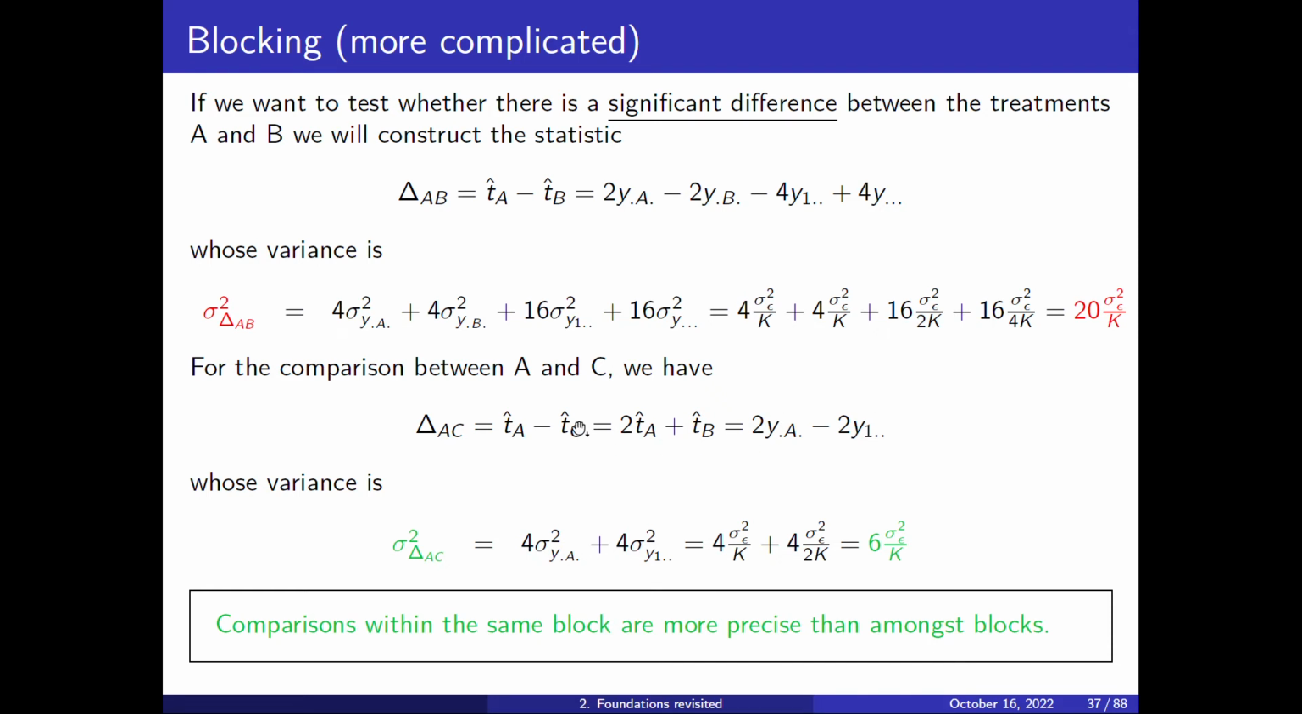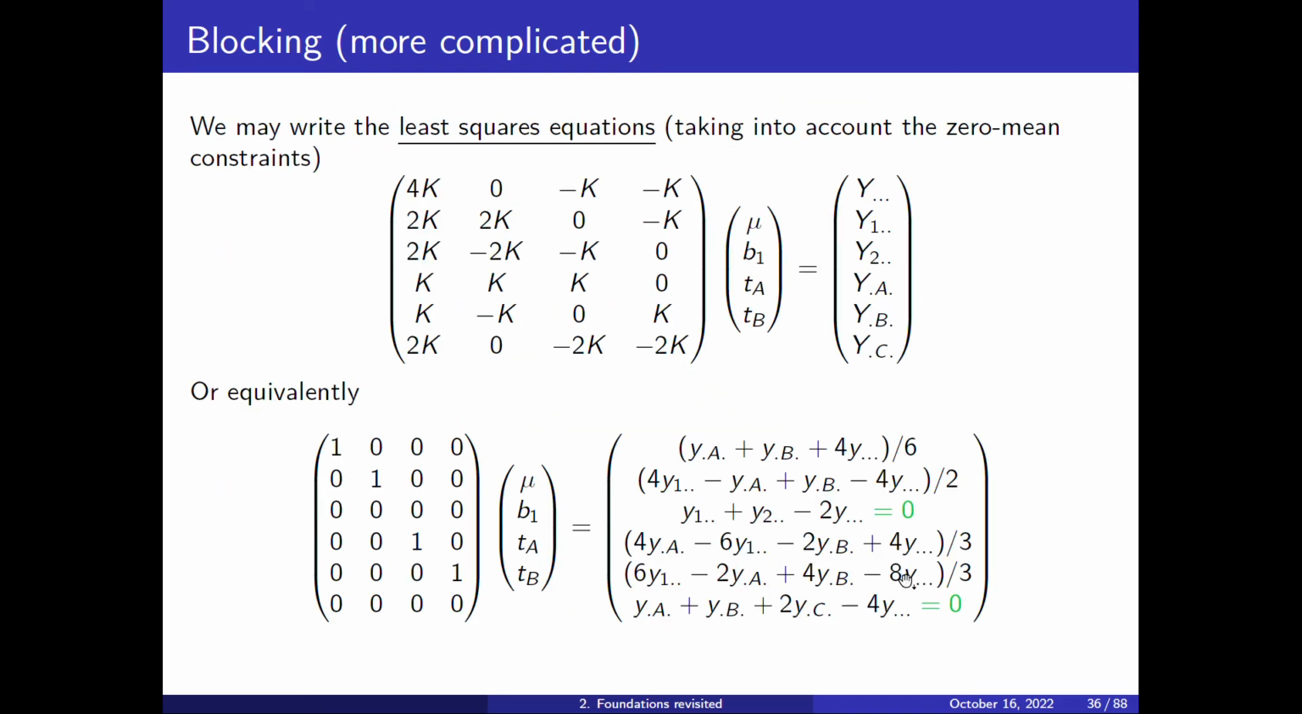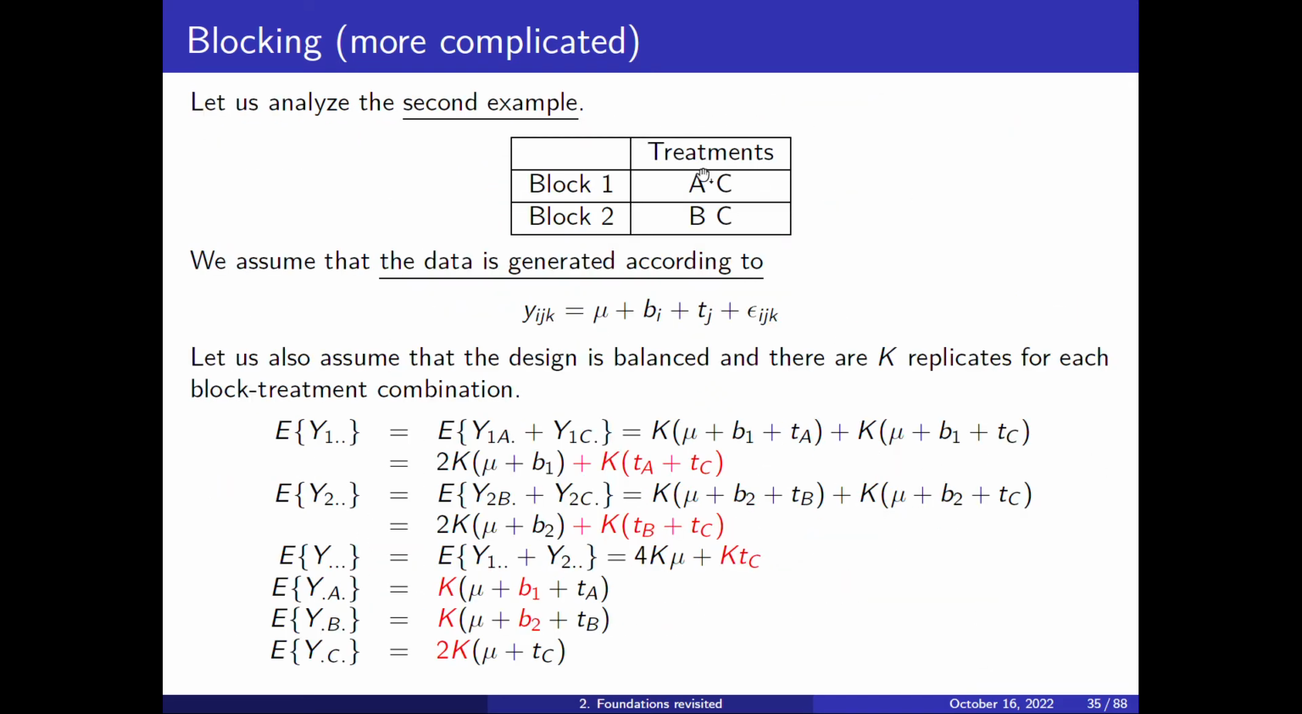Let's say that now we want to compare A with C, and you do the same kind of analysis, and now the variance is only 6 times the variability of the residuals divided by k. So that means that when you are making pairwise comparisons, comparing treatments that have been shared in the same block, it is much easier because it has a lower variance.